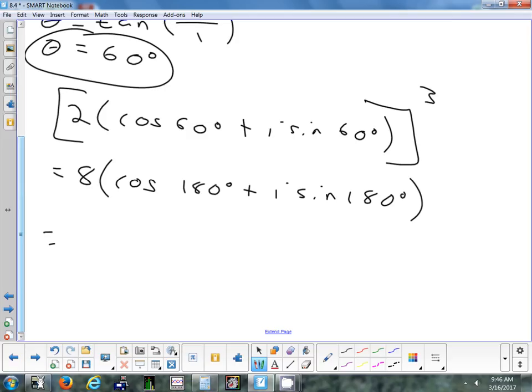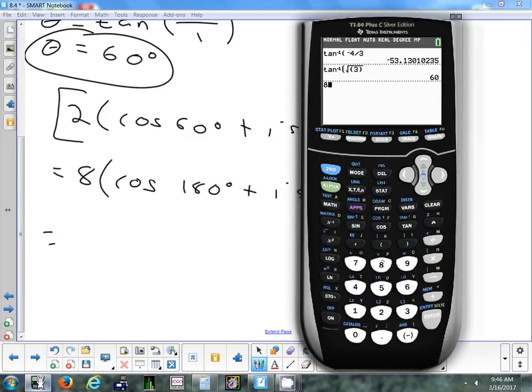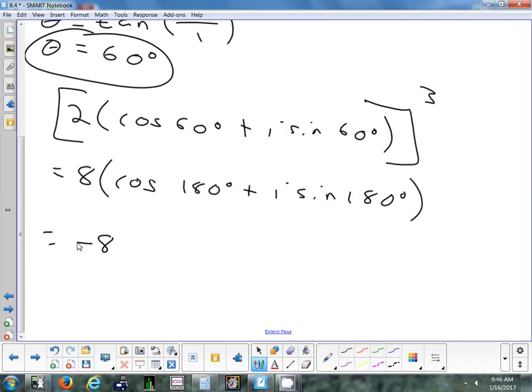Now, if they wanted the answer in standard form, how would you get the real part? Multiply 8 times the cosine of 180. You do 8 cosine 180, and that would give you negative 8. Plus, how would you get the imaginary part? 8 times sine 180. And just don't forget, we've got to put an i after that.